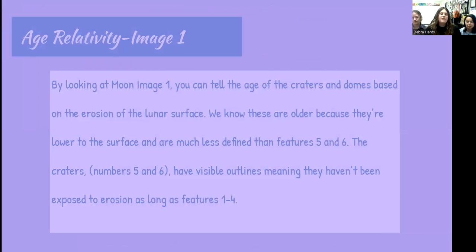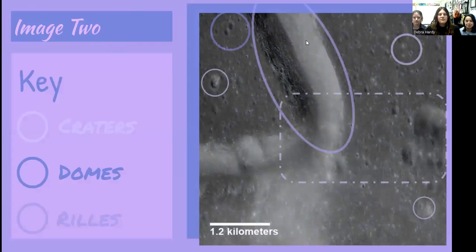As I said before, we think the features on the left are older than the features on the right because of erosion and how weathered or eroded down the features look. This is image 2. The darker purple again is domes, and the lighter craters. The outline portion is the zoomed in, and we think the big crevice in the middle is a rille.